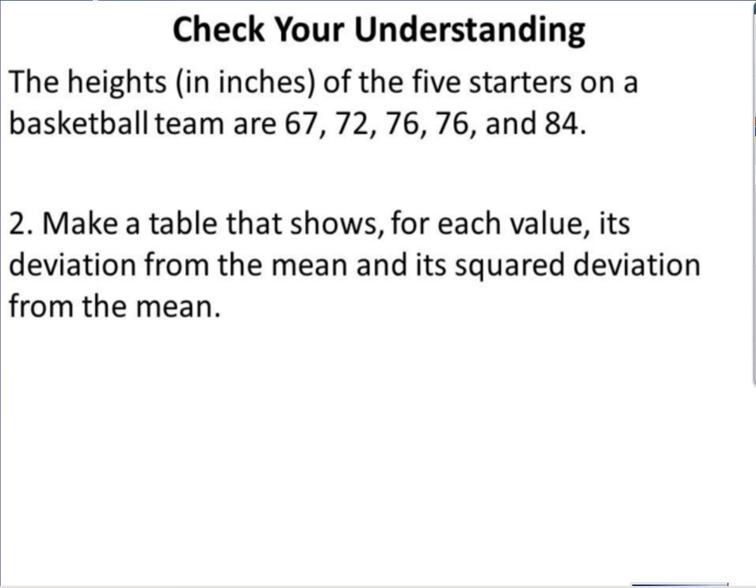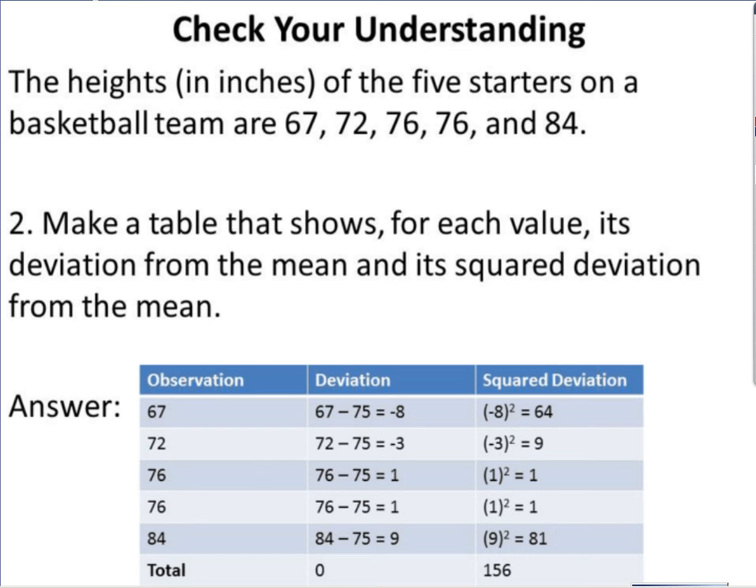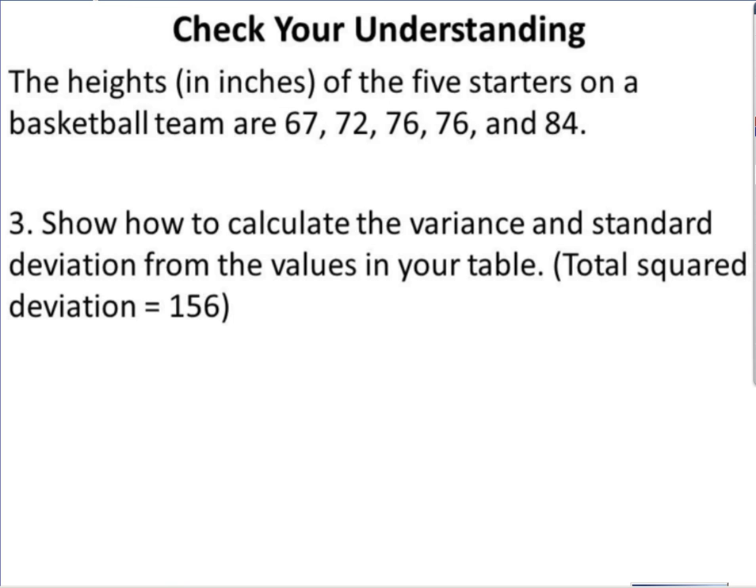Make a table that shows for each value its deviation from the mean and its square deviation from the mean. So remember, to find the deviation, you're going to take the observation and subtract the mean. And then your square deviation, you're just going to take each of those values and square them. Show how to calculate the variance and standard deviation from the values in your table.